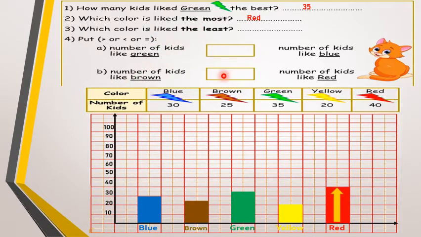Which color is like the least? The least means the smallest column. So which column is the smallest? The yellow is the smallest column.